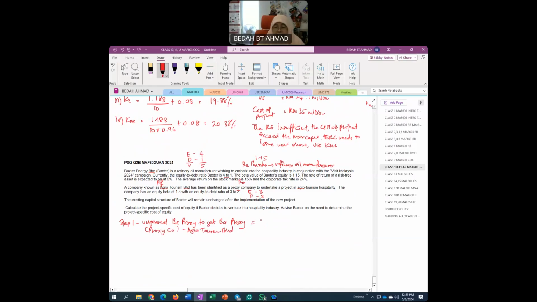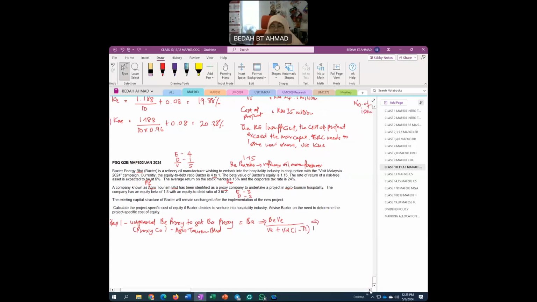To ungear, you need to find the beta asset. Beta asset is beta equity multiplied by value of equity proxy, divide by VE plus VD times 1 minus TC, because there is a tax. There is a tax rate of 24%. So it is beta asset BA, BE proxy.